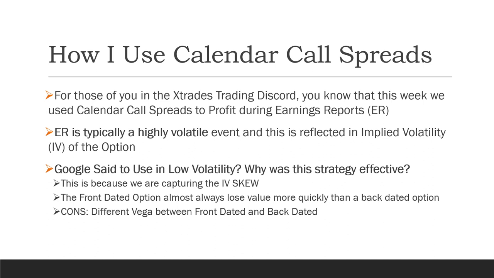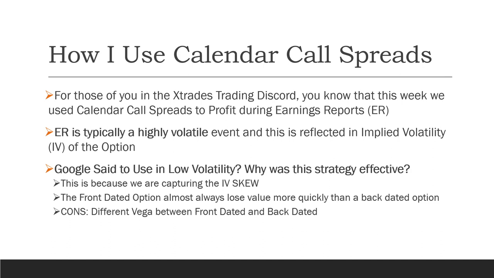Now again, Google said to use it in low volatility. So why was this strategy effective, even though ER is a highly volatile event? This is because we are capturing the IV skew. There's a difference in IV between the front dated contract and the back dated contract. This will always happen when we already know that there is a big event coming up. For example, with Amazon, maybe they have Prime Day, or you expect numbers to come out, then IV is going to be really high for that week because people are expecting they'll report blowout numbers. Or for Apple, they'll have a product launch, and the stock is going to skyrocket because the product is so good.